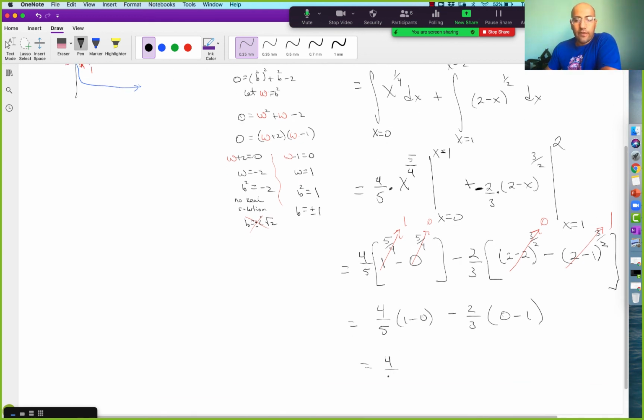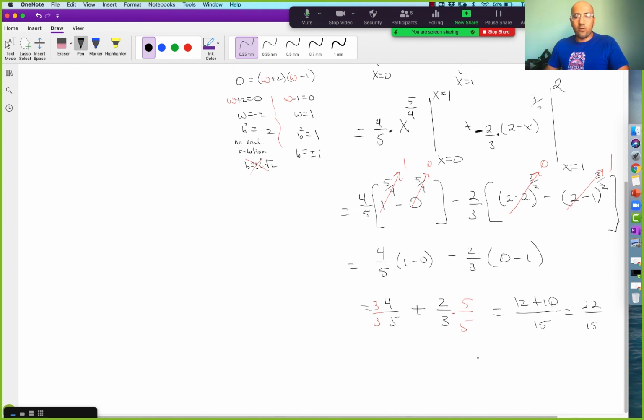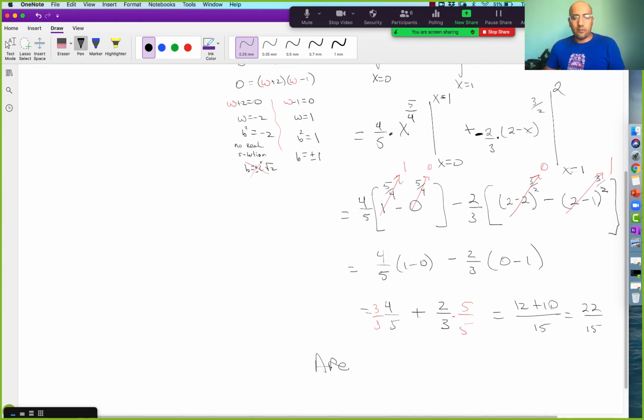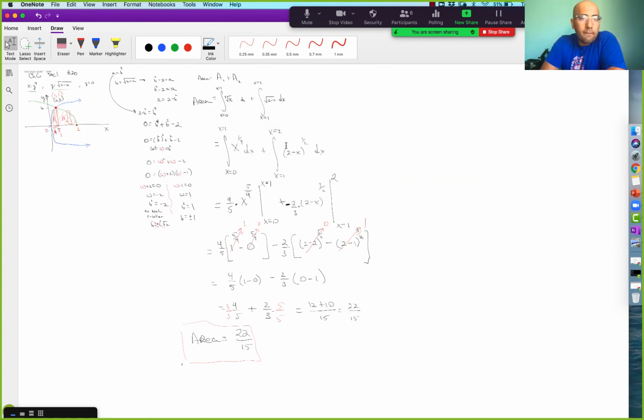So I get 4/5 plus 2/3. Good. Okay, so common denominator is going to be 15. Let's multiply this by a 3 over 3. Multiply that by a 5 over 5. And I'll get 12 plus 10 over 15, or 22 over 15, and that'll be my whole area. So my area equals 22 over 15. Any questions? Questions?